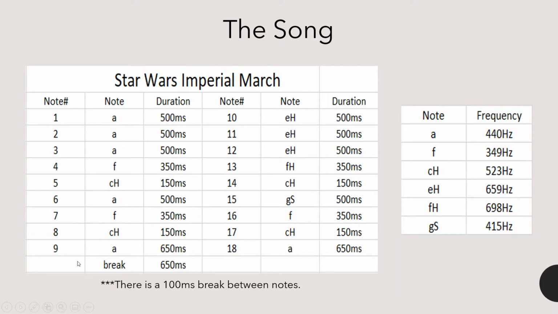There's a total of 18 notes, and here is the note value for each one, the musical note, and the duration that each note needs to stay on. So it breaks down as 9 notes, then there's a break, and then there's 9 more notes. And then in between each note, there's a 100 millisecond break.